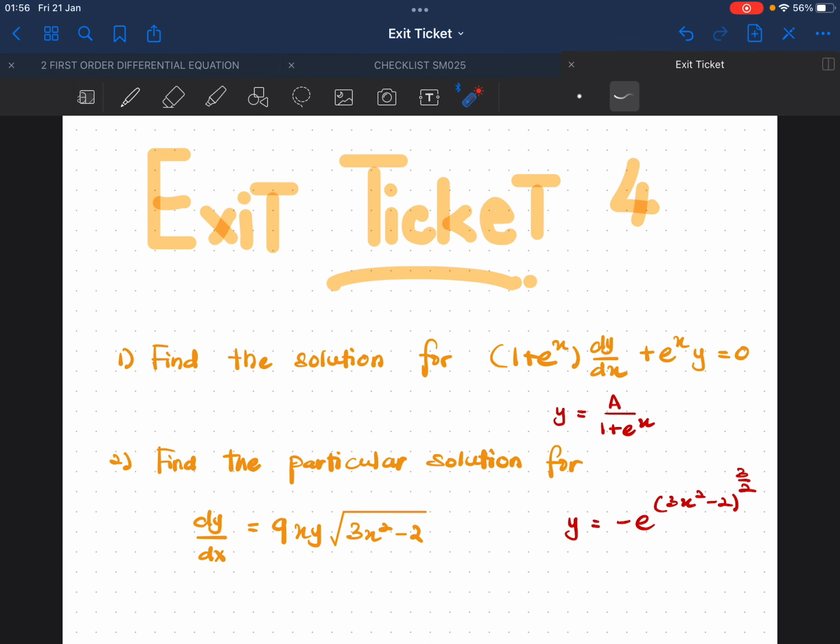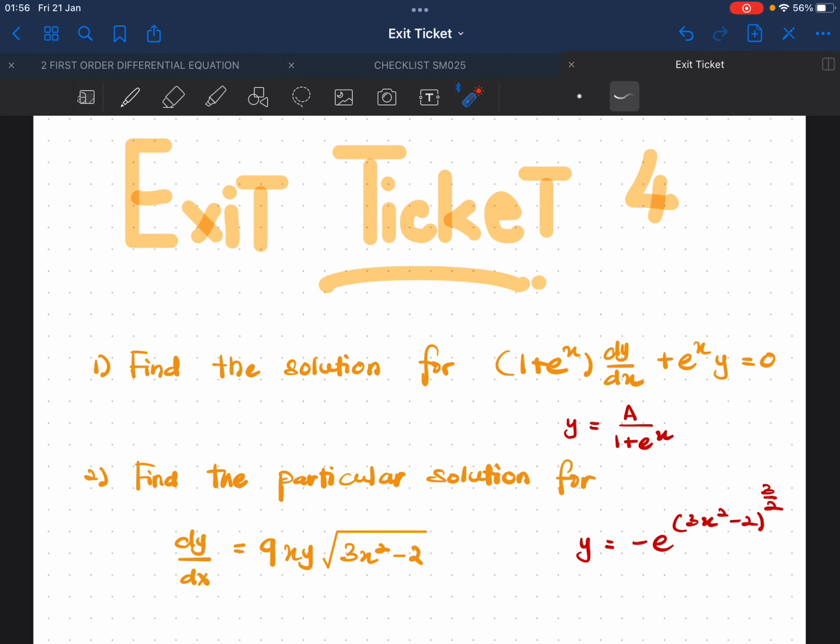So this is your exit ticket for this class. For separable variables, we have 2 questions here. One, find the general solution. One, find the particular solution.